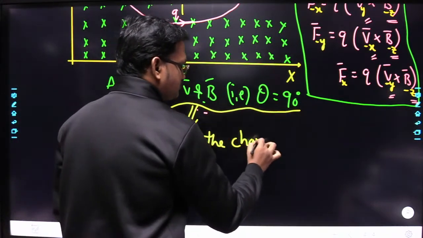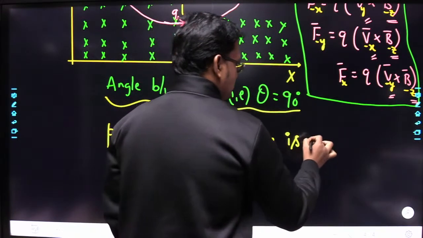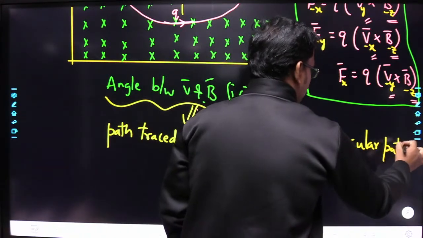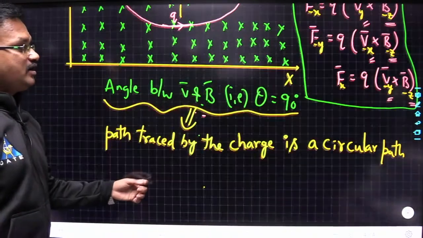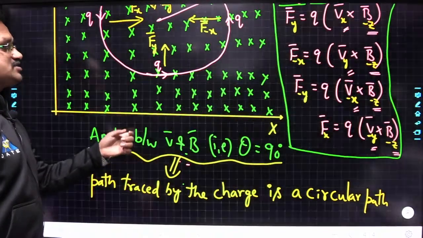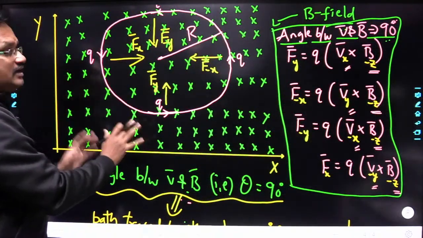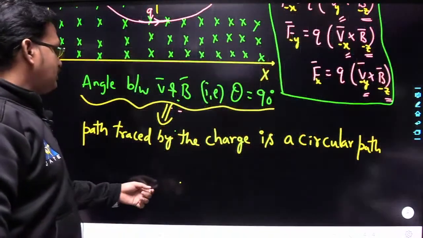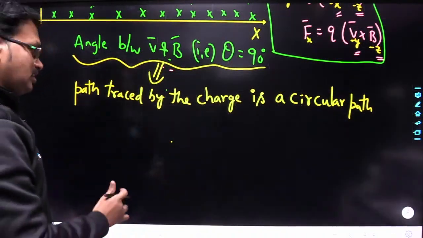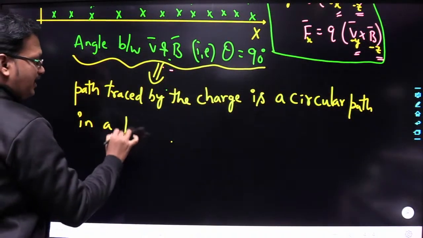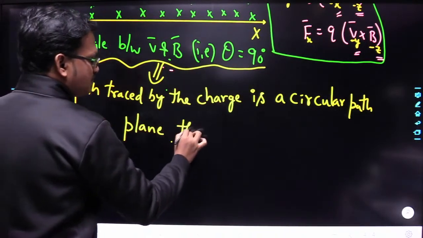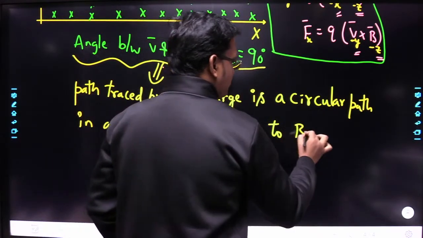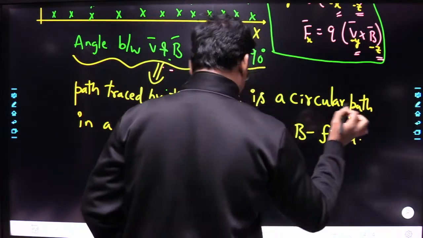charge is a circular path. In which plane is it tracing the circular path? It is tracing the circular path in a plane that is perpendicular to the B field. Yes or no? Okay. So the path traced by the charge is a circular path in a plane that is perpendicular to the B field. So this point is very, very important here.